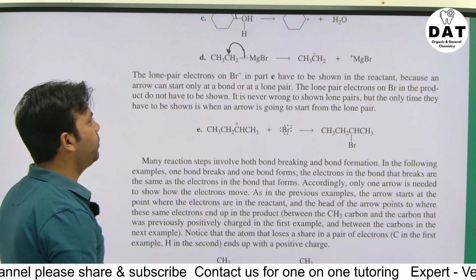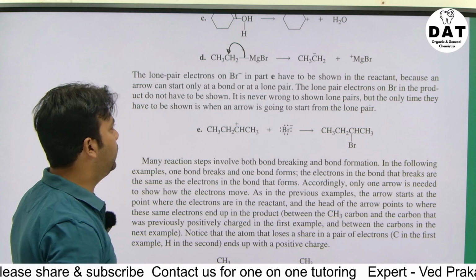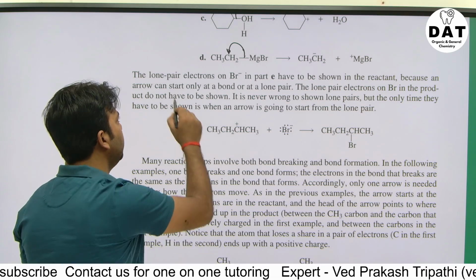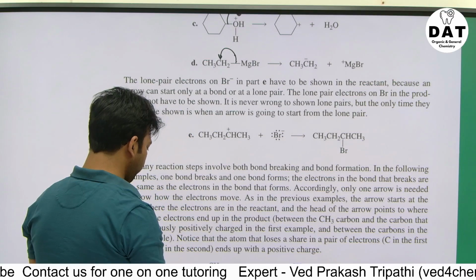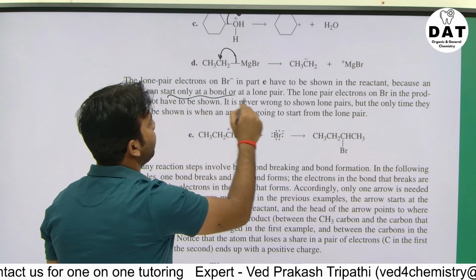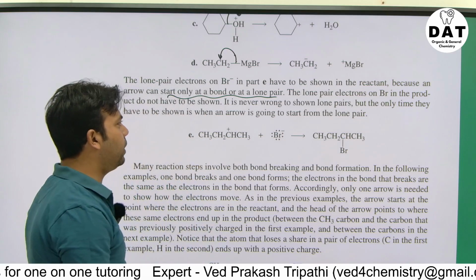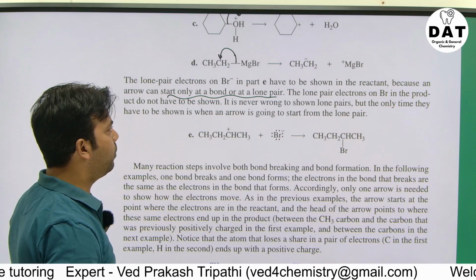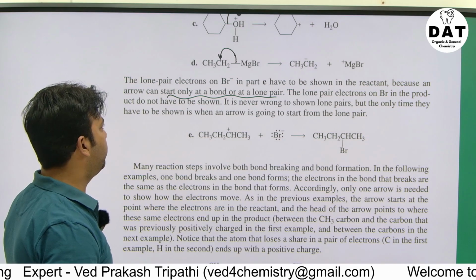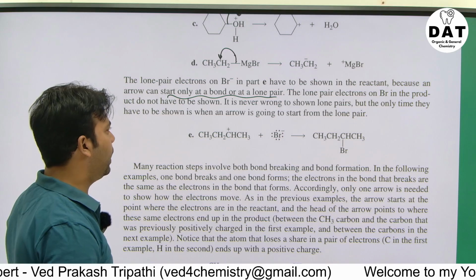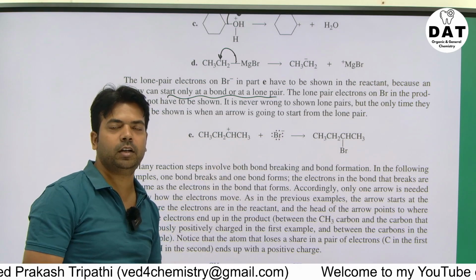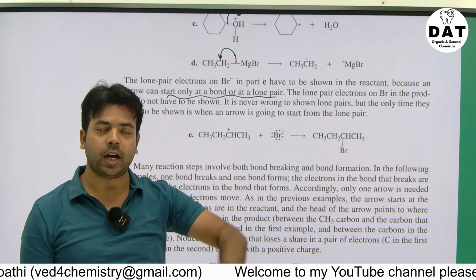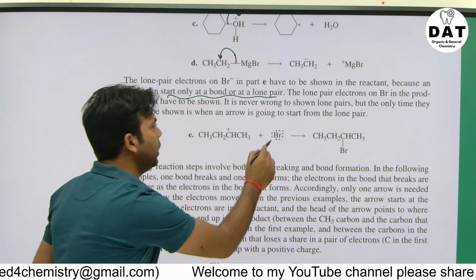The lone pair electrons on Br minus have to be shown in the reactant, because an arrow can start only at a bond or at a lone pair. So start with a lone pair or a bond. The lone pair electrons on Br in the product do not have to be shown. It is never wrong to show lone pairs, but the only time they have to be shown is when the arrow is going to start from the lone pair. Again, no need to know these things, we already have done. Bromine is my nucleophile, which is electron rich. Carbon is electron deficient, so the arrow should start from the rich to deficient like this. Simple.